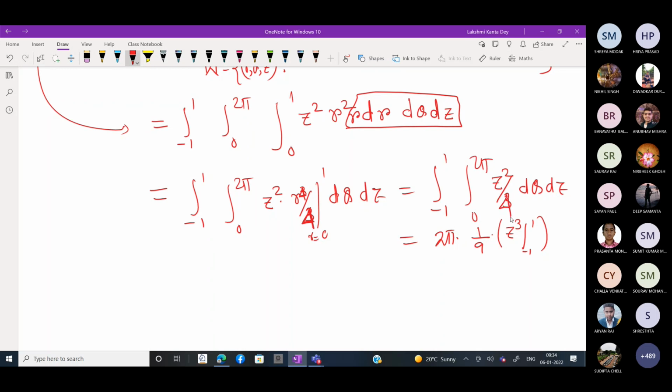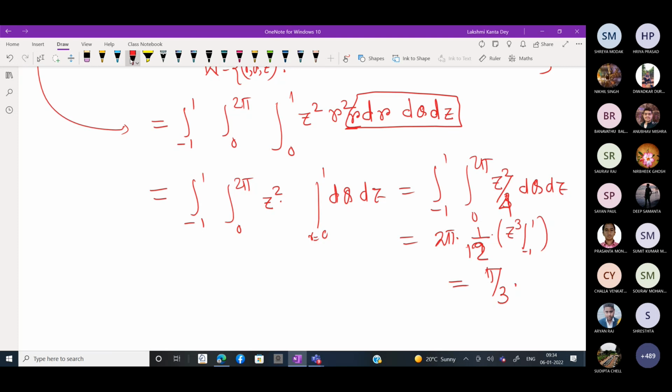So it will be 4, 2 pi, 4 into 3. So again here 2 will be coming. So 2, 4 pi by 3 will be the answer, right? So these we have to take into account. So I just erase it.